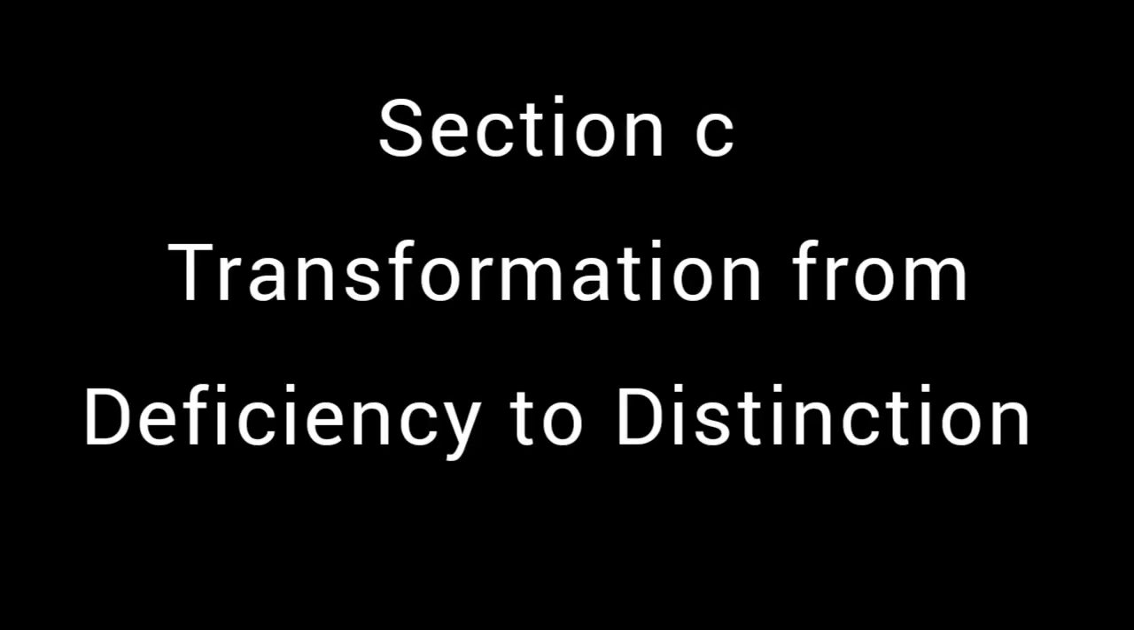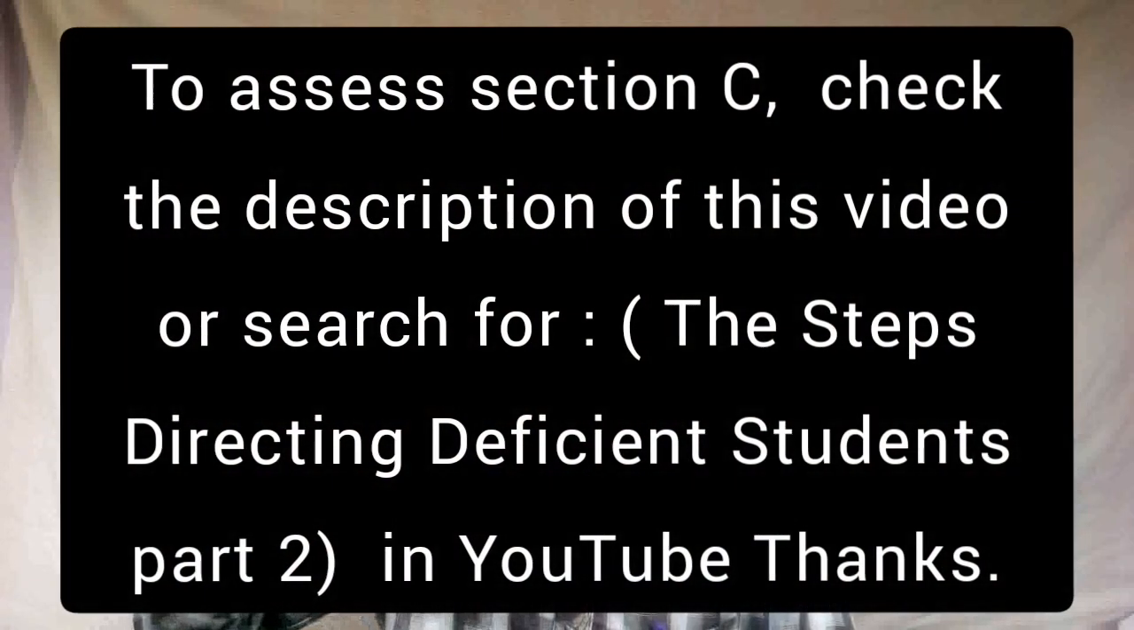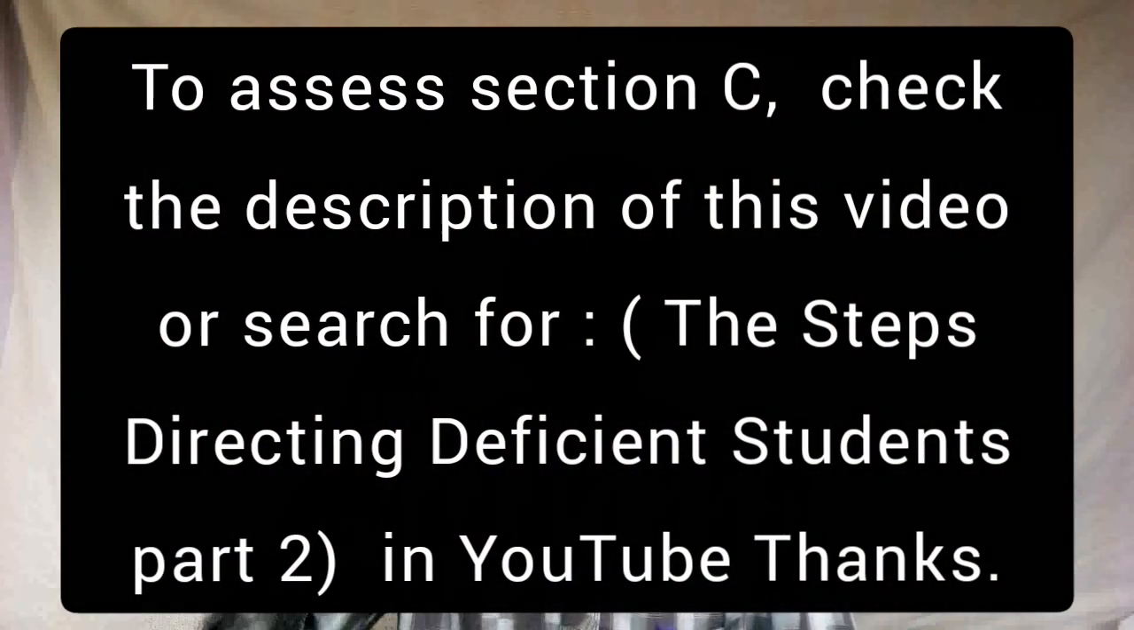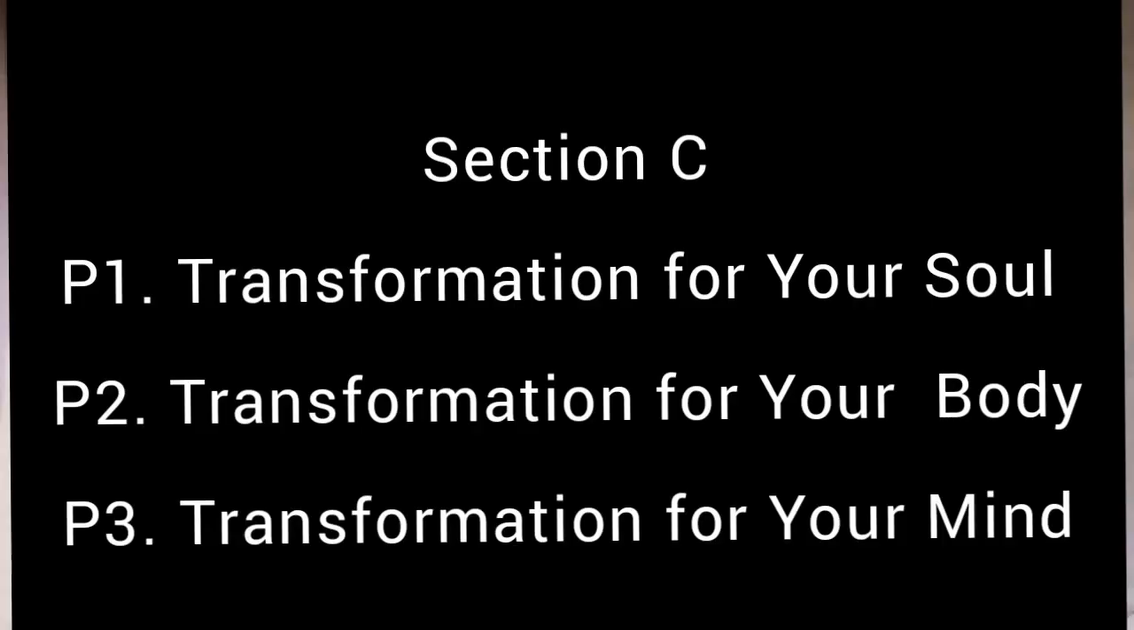and so they just give in to examination malpractice. Now you need to pay attention in this section, because this is the technical section in this video. The total transformation, the path that will lead you to become a distinction student. There are 3 points in section C, and the first point is transformation for your soul.